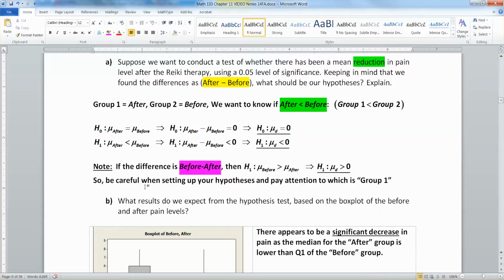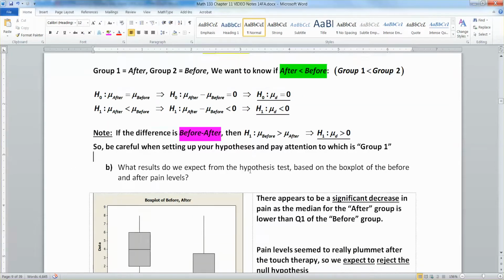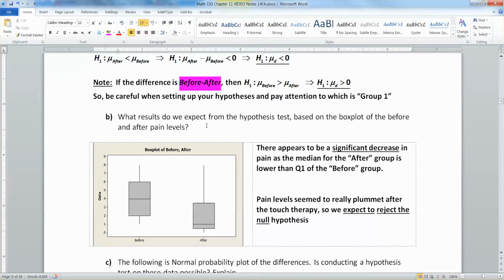All right, now what results do we expect from the hypothesis test based on the box plot of the before and after pain levels? I have a box plot here, and I just wanted us to get a sense of what we're doing. Here are the pain levels for the patients before, and here are the pain levels for them after. You can see that we expect to show a significant decrease in pain level, because look at how low the after group is compared to the before group.